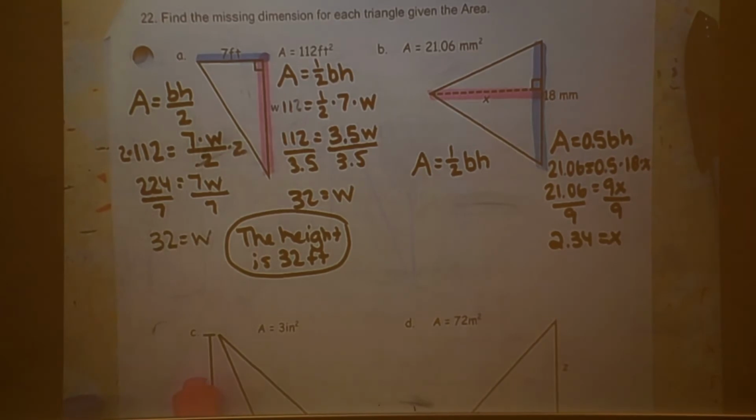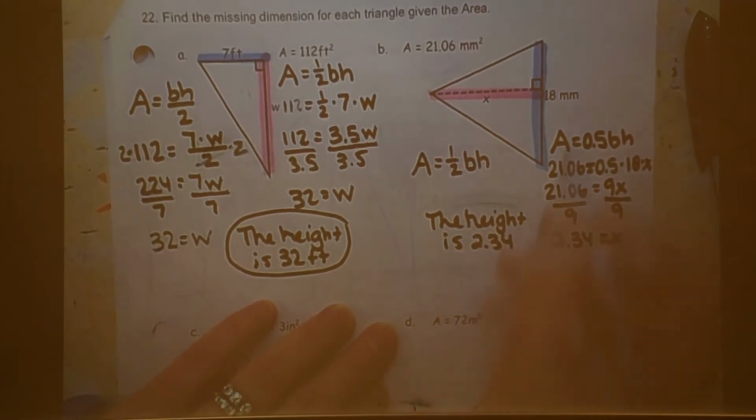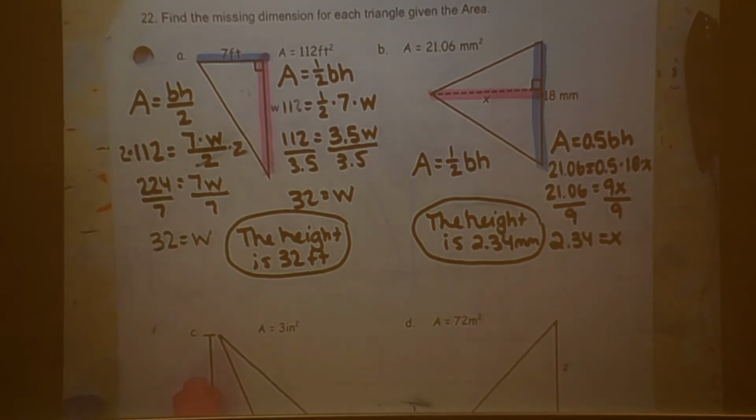Final answer, the height is 2.34, and I look up here for millimeters. You might find that that looks a little strange. You're like, why is the height only 2.34 millimeters? But it looks so much bigger in the drawing. Not every diagram is drawn to scale. You need to rely on your algebra skills to find the missing lengths, dimensions, and not rely on eyeball or a ruler.